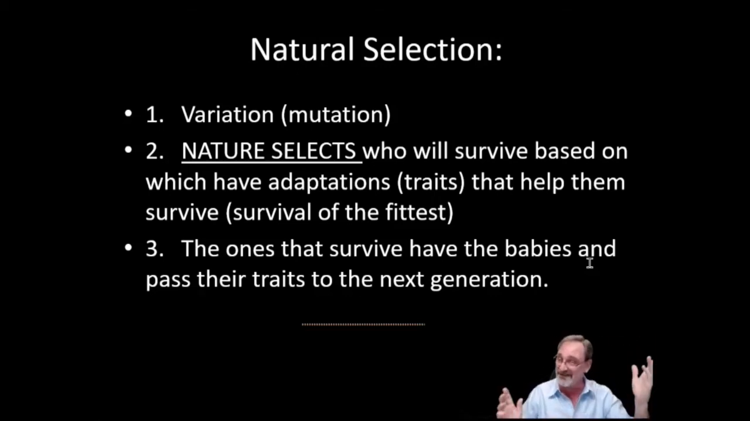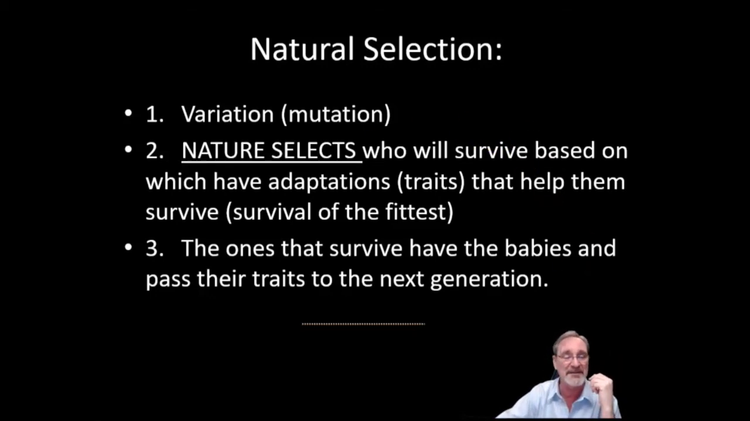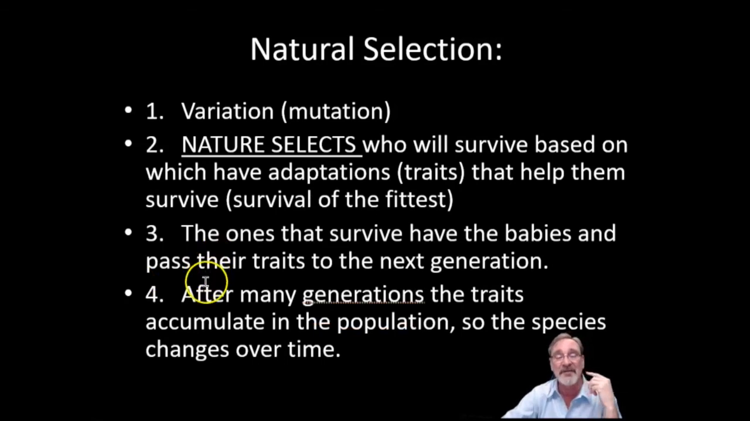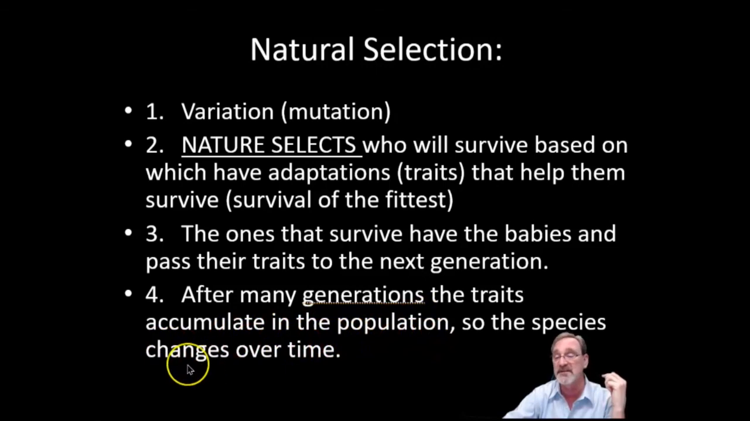Now, you can never predict exactly what's going to happen ahead of time, because there's so many variables involved in what happens. But whatever works, that's what it is. Whatever works, that's what's going to be more. There's going to be more of that. Okay. So the next step, after many generations, the traits accumulate in the population, so the species changes over time. Right? This actually can happen fairly quickly in just a few generations, but to have big changes happen, it takes lots of generations. Okay? And so please write these 4 down.